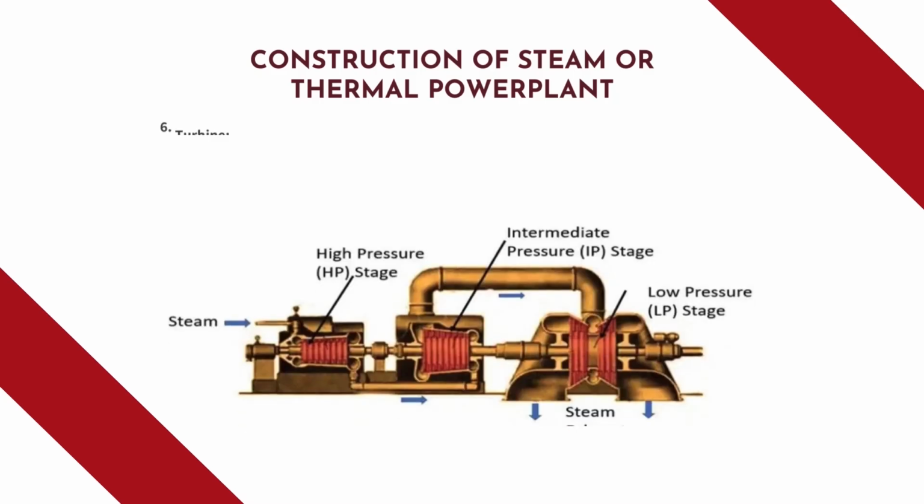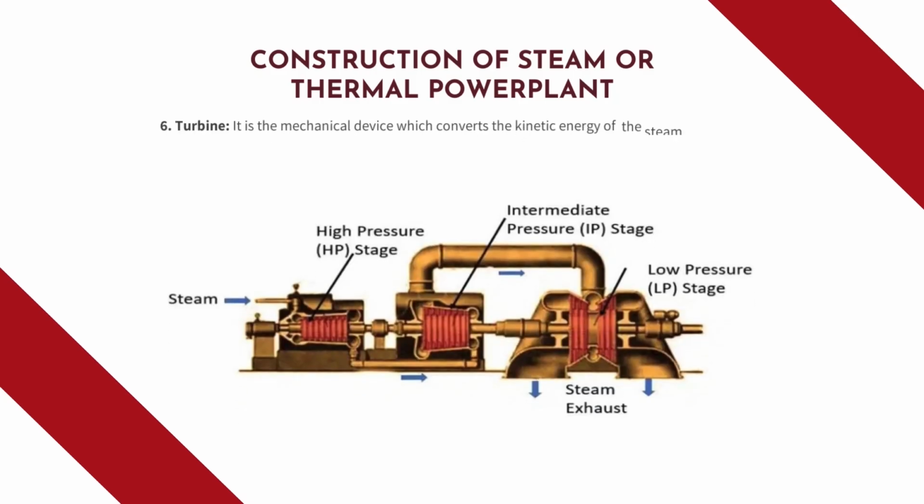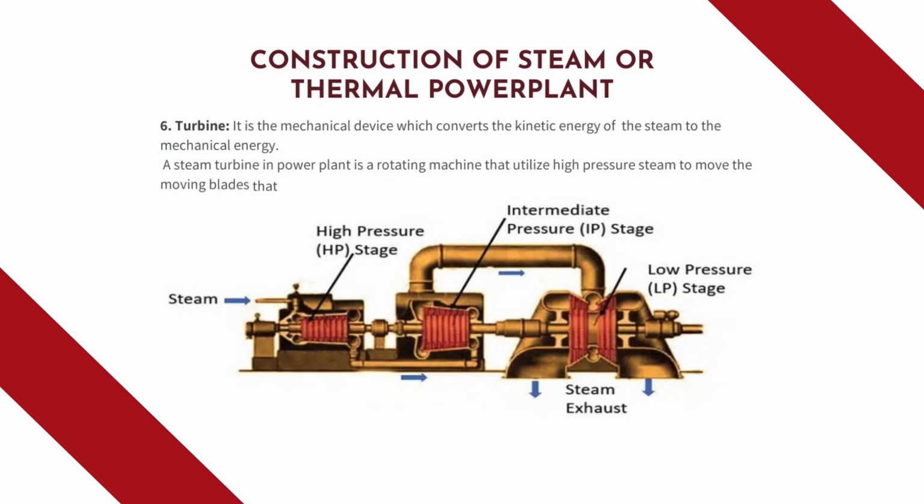Now, we consider the turbine. We discuss the turbine. The turbine is known as the heart of any power plant because the main work is done using the turbine. The turbine is directly connected with the generator, and the generator is responsible for generating electricity for our various purposes. The turbine is a mechanical device which converts the kinetic energy of steam to mechanical energy.